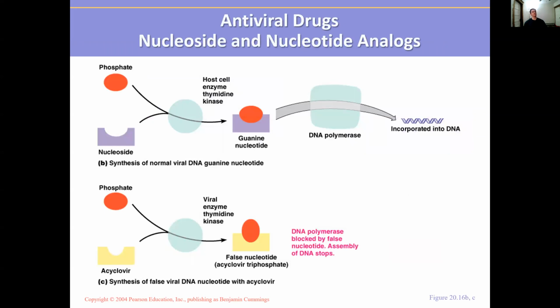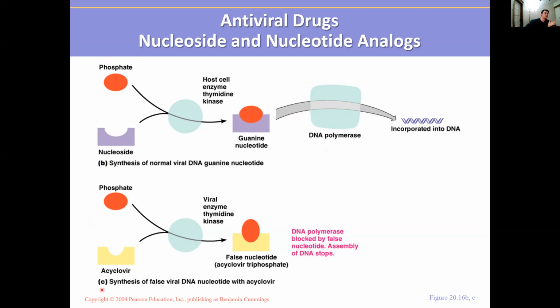So just to give you a bit more of an idea of what I said in that previous slide. Typically your phosphate will bind to your normal nucleoside, and your host cell enzyme kinase will act, and you will have this guanine nucleotide that will then be acted upon by DNA polymerase, which is an enzyme, and will be incorporated into the DNA. You'll understand more of this process after our DNA and RNA lectures, which are coming up soon.